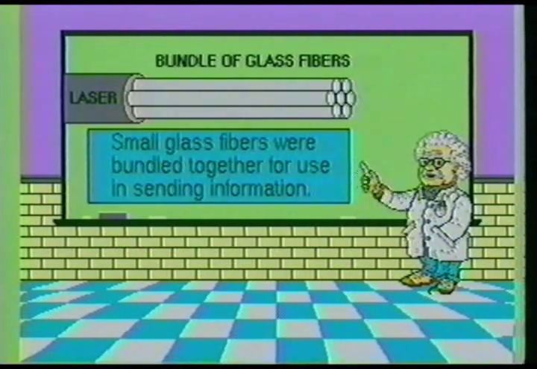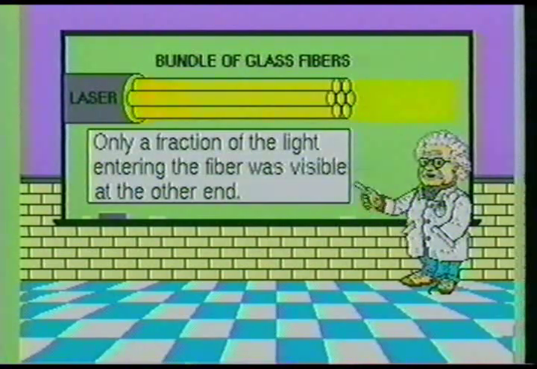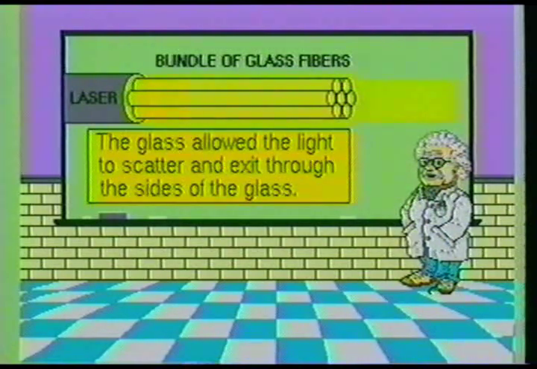Next, bundles of small glass fibers were used to transmit the information. This, however, created two major drawbacks. The impurities of the glass were so high that only a small fraction of the light entering the fibers was visible at the other end, even with distances as short as 2 meters. The glass also allowed the beam to scatter and exit through the sides of the glass.